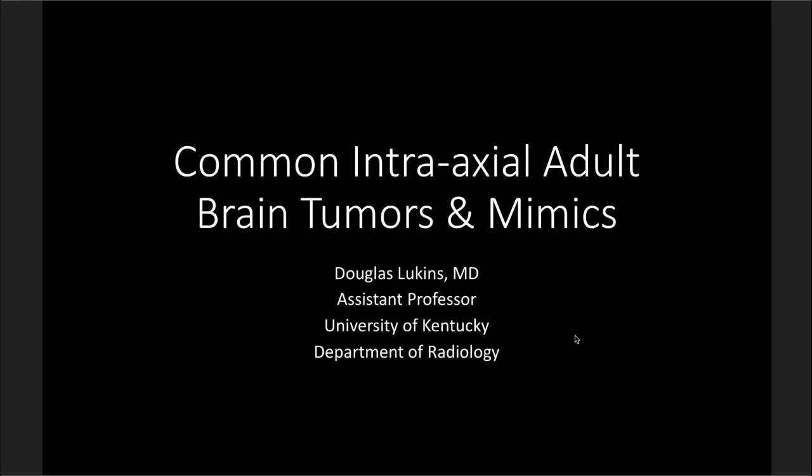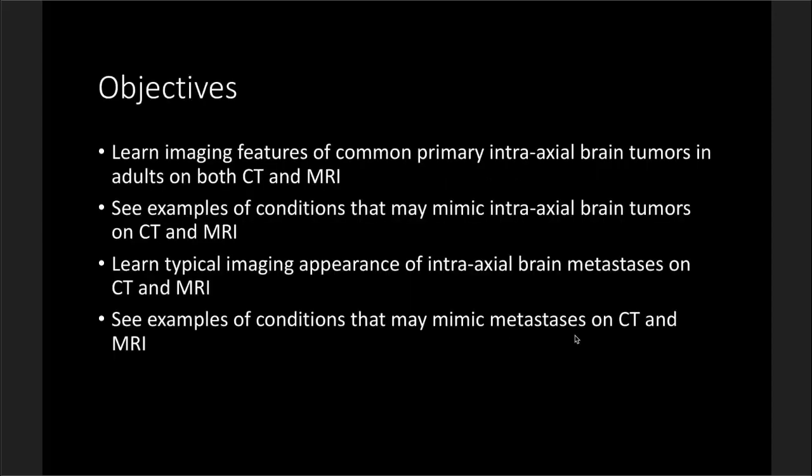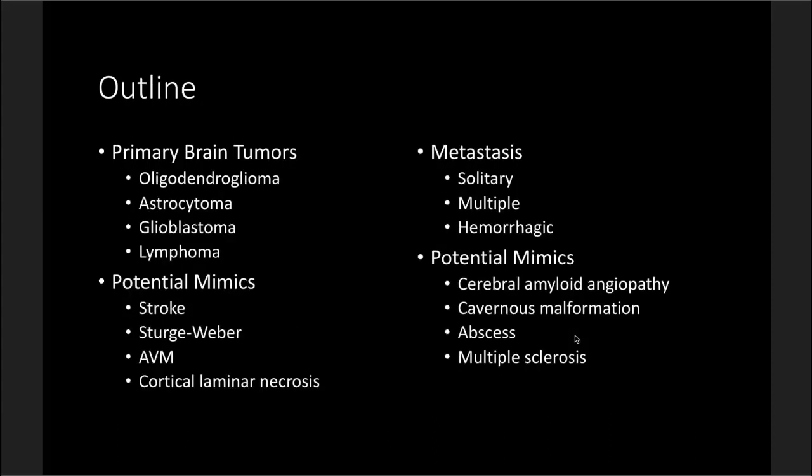So the objectives of the talk are to learn some imaging features of common primary intraaxial brain tumors in adults on both CT and MRI, to see some examples of conditions that may mimic intraaxial brain tumors, and then to learn typical imaging appearances of intraaxial brain metastases on CT and MRI, and see examples of conditions that may mimic metastases.